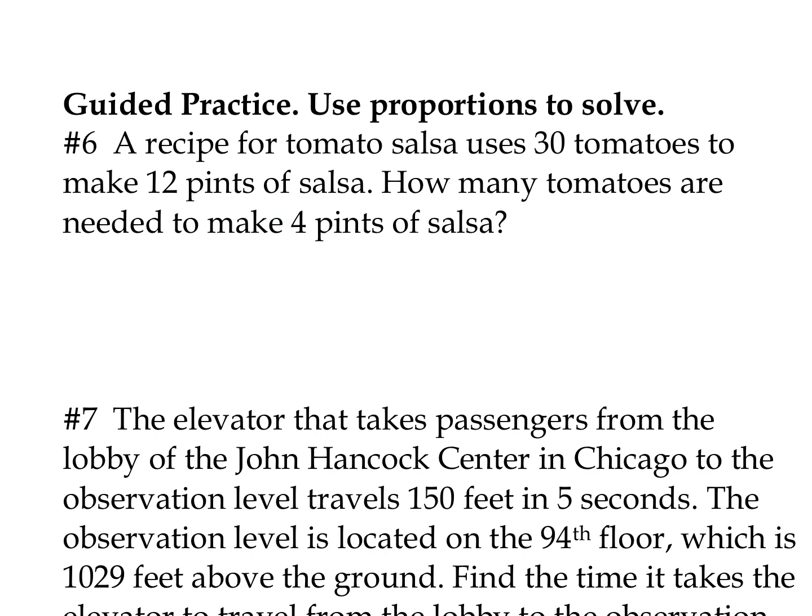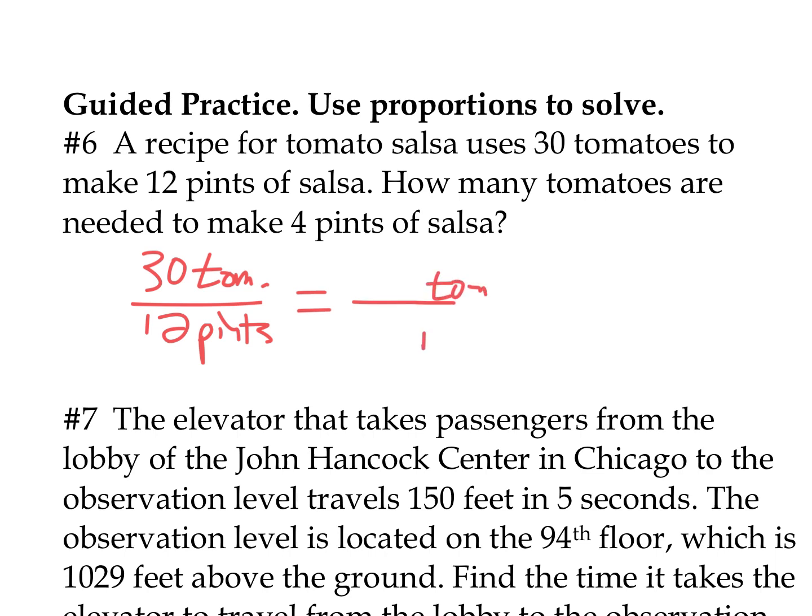So we're going to have 30 tomatoes to make 12 pints of salsa. When we write the other side of our proportion, we want to be consistent. We want to have tomatoes over pints. That's going to be one of your keys to writing a good proportion. Be consistent with what you're putting in the numerator and denominator. If it's tomato over pints on the left side, on the right side we need to have tomatoes over pints.